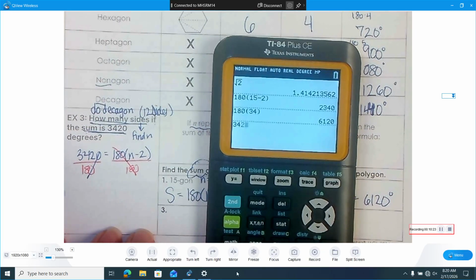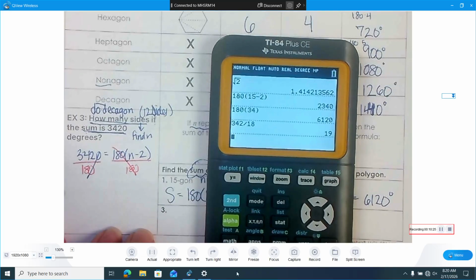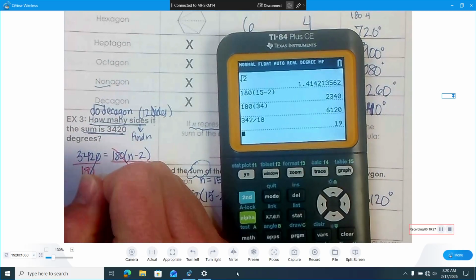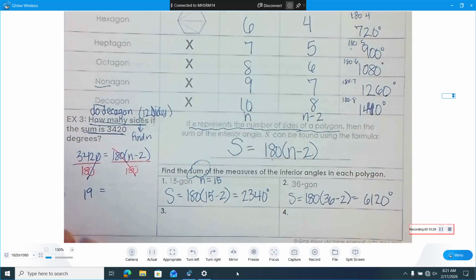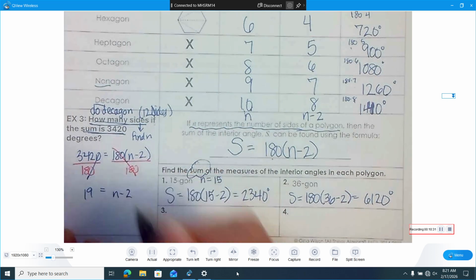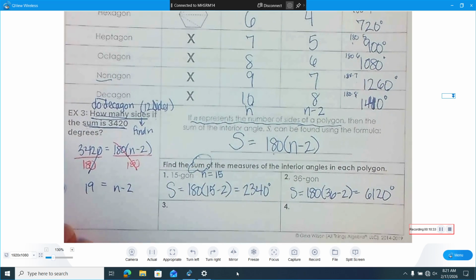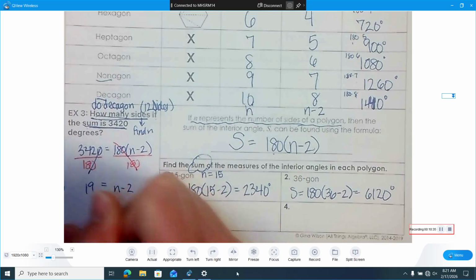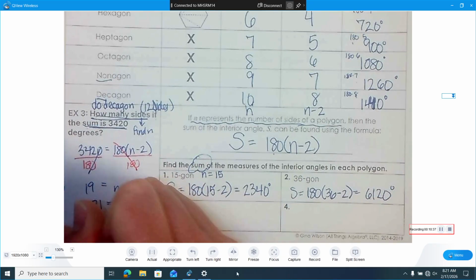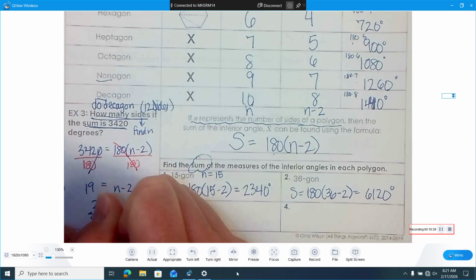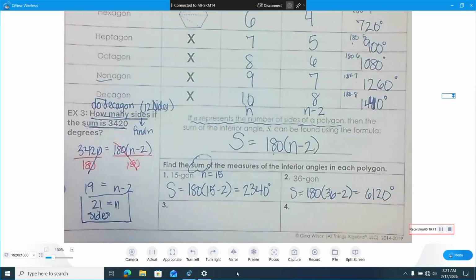So 342 divided by 18 is 19. So you get 19 equals, the only thing left on the right-hand side is n minus 2. How do we get n by itself? Add 2. So we get n equals 21. And that'd be 21 sides. So this is a 21-gon. All right, so we have this. Yeah, and then add the 2.